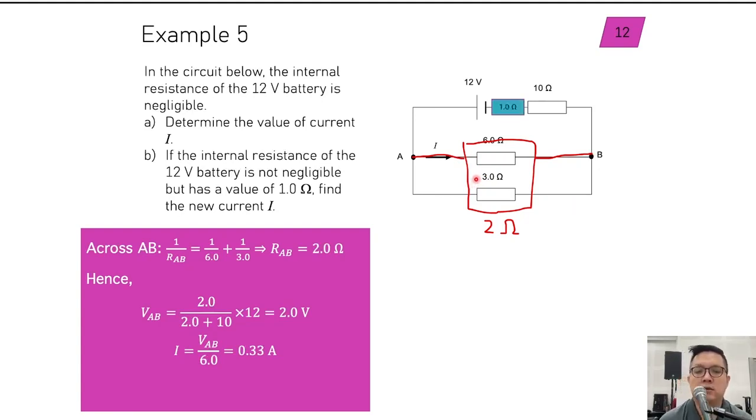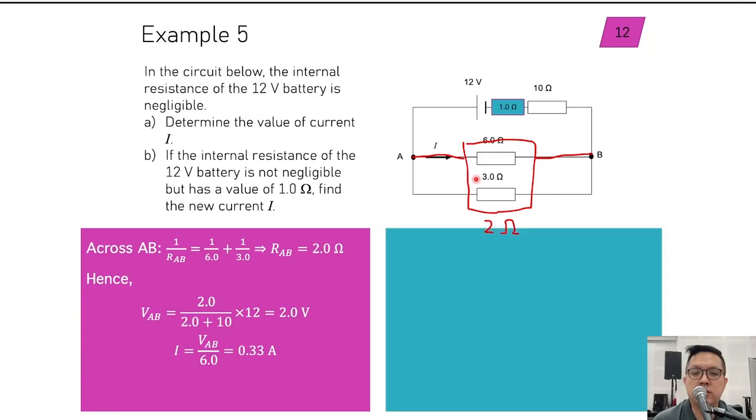Okay, next, now we're going to add a 1 ohm internal resistance. I've added it in blue color over here. So how will it affect the current reading? We can do the same calculation. The first part is still the same. Add up the 6 ohm and 3 ohm. Then now your VAB will change slightly.